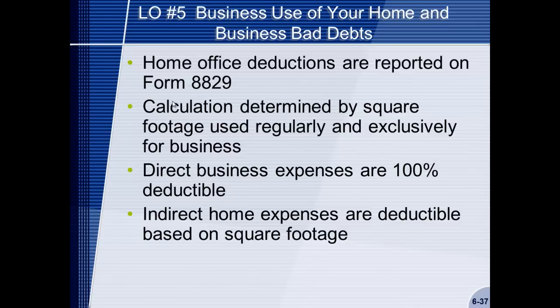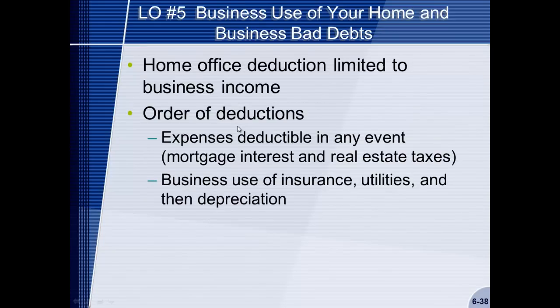Direct expenses. So anything that is directly related to the business. So I buy a copier, scanner, all in one, and I use it only for business. That's 100% deductible. I buy a table for my desk. I buy a desk. But my utility is not 100% deductible. Indirect home expenses are deductible on a square footage basis. So if utilities were $500 this year and my business use of home was 10%, that'd be $50.